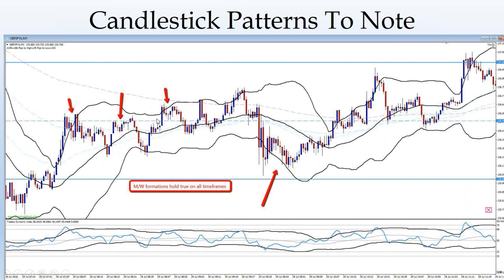So M and W formations, you see this here, a little divergence there. A little one here, however, this isn't in our trade zone. It's just an example. This one's beautiful. This big W up in here.